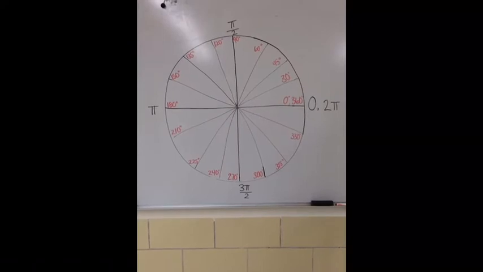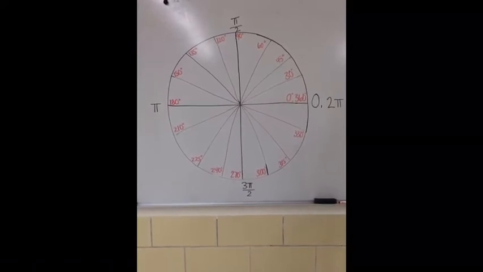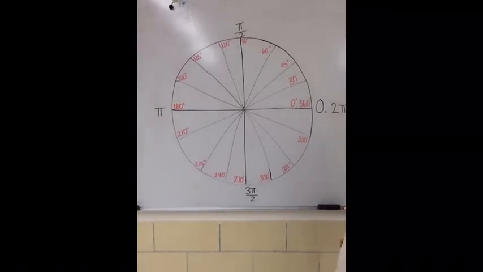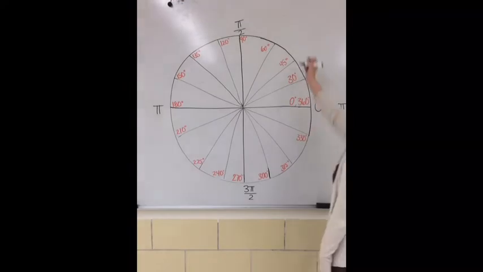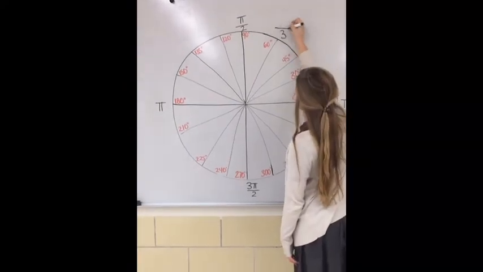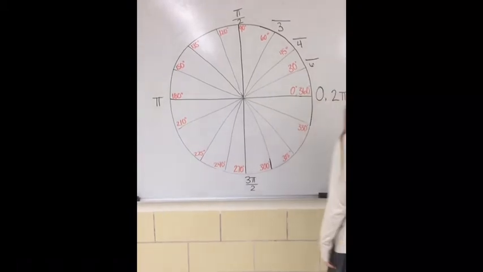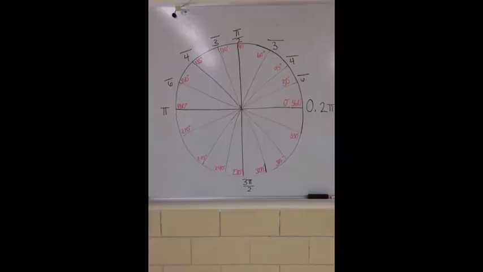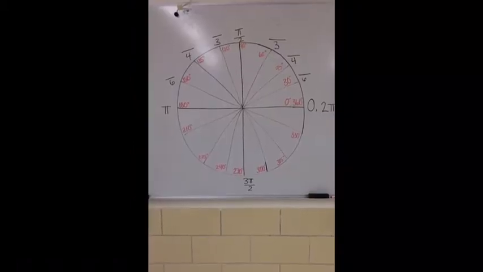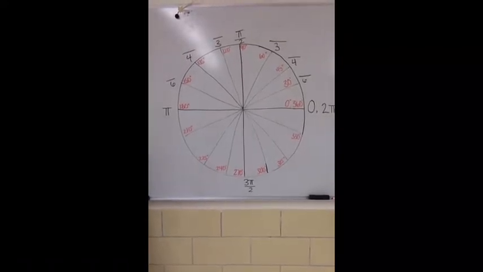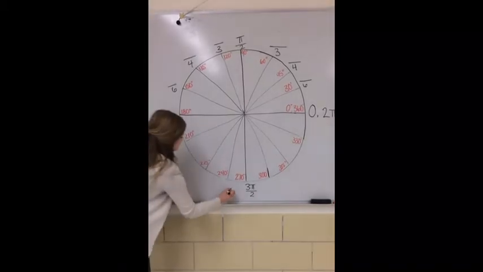In order to do the denominators for the radians, you need to remember the numbers 2, 3, 4, 6. Starting from the top, you see pi over 2. From there, you'll go 3, 4, and 6. And you continue this pattern all throughout the circle. Remember, when you start from the top, you go down 3, 4, 6. When you start from the bottom, you go up 3, 4, 6.